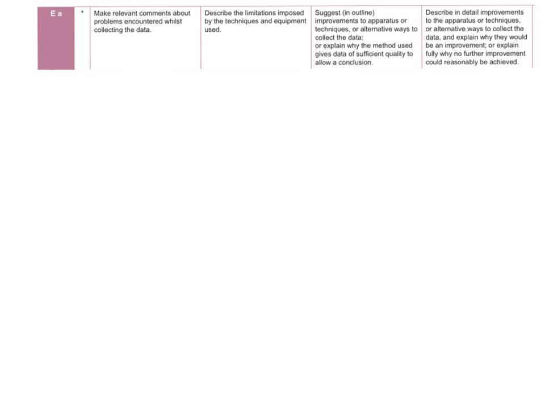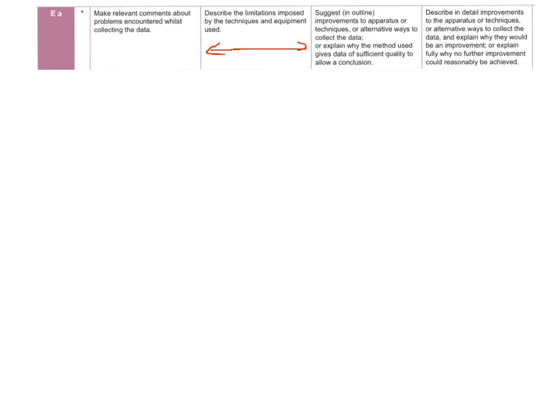So the first one says we need to make relevant comments about the problems encountered whilst collecting the data. This is why you do a preliminary set of results. This will inform you and allow you to talk about all the little problems and little niggles. But you don't want 1 or 2 marks, you want 3 or 4 at least, so we're going to have a look at this section here.